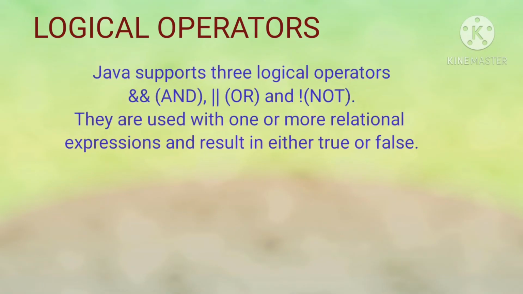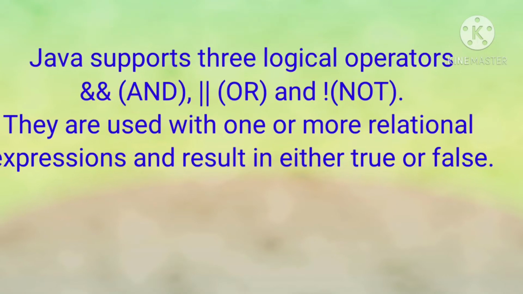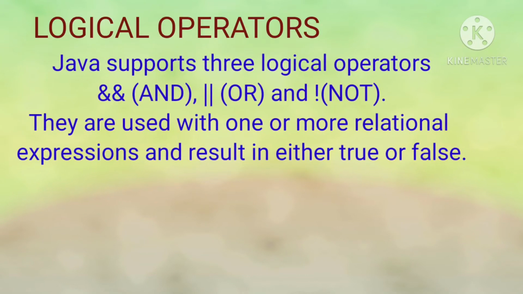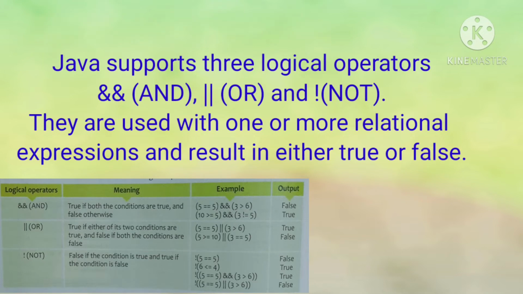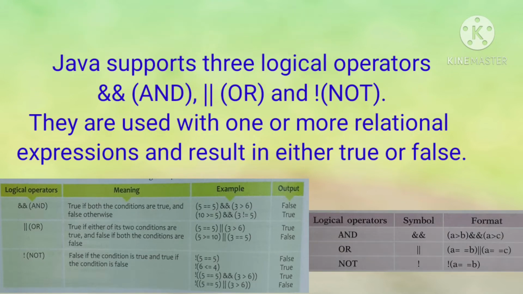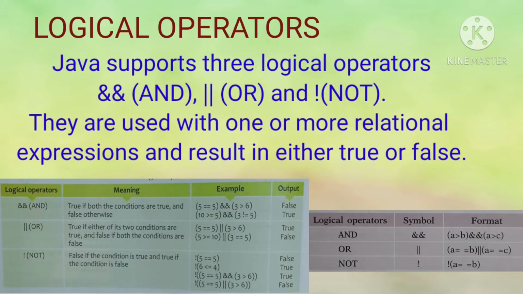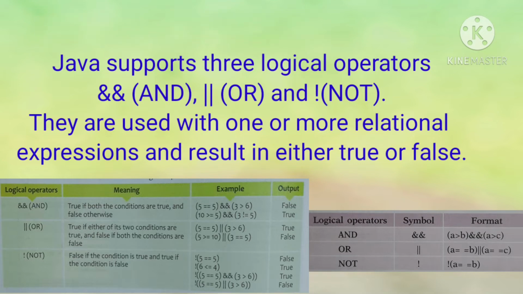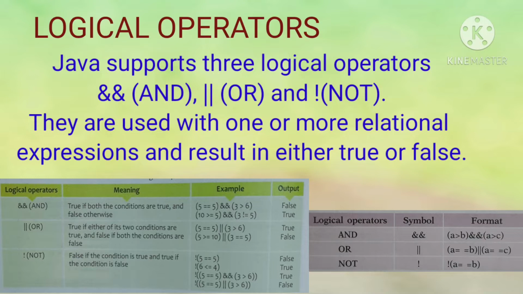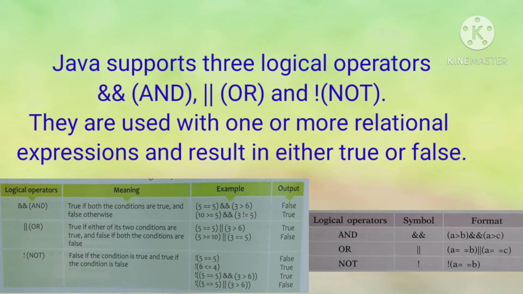Logical operators. Java supports 3 logical operators: and, or, and not. They are used with one or more relational expressions and result in either true or false. In the case of the logical operator and, both sides of the relational expression should be true, then the total condition will be true, otherwise it will be false.